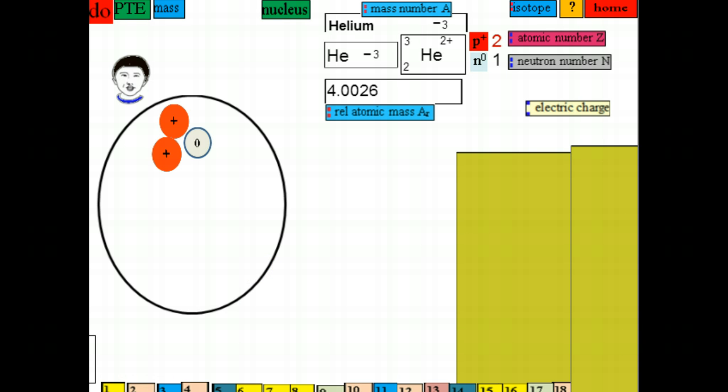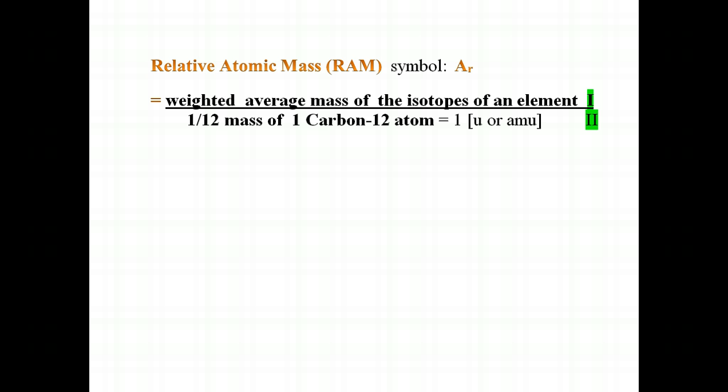We want to practice more what the relative atomic mass number A_R is and how it is calculated. The relative atomic mass, symbol A subscript R, is equal to the weighted average mass of the isotopes of an element divided by 1/12 of the mass of one carbon-12 atom. And chemists have defined 1/12 mass of one carbon-12 atom as 1 u, or as it is often called also 1 AMU.